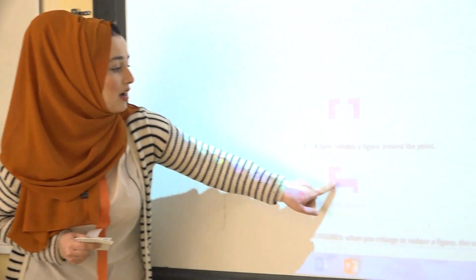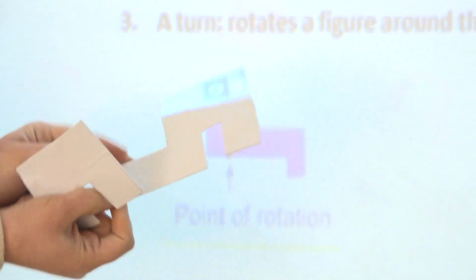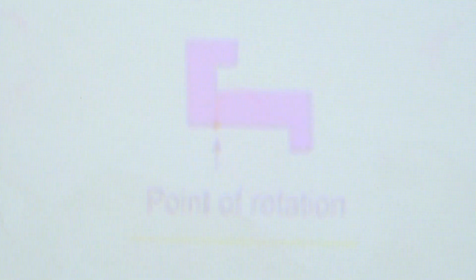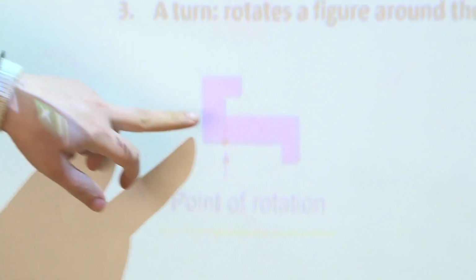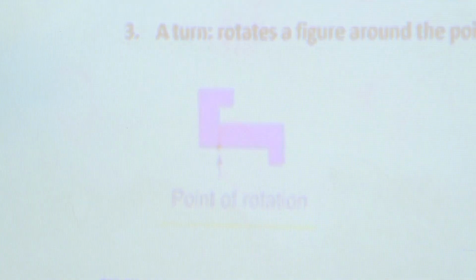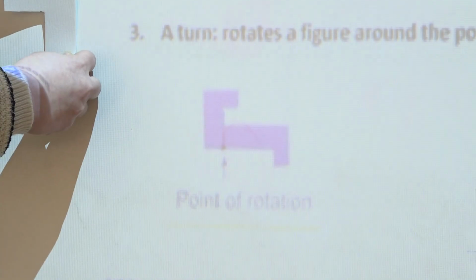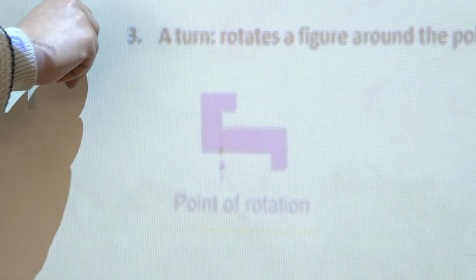So we have turn. What does turn mean? A turn is a rotation around one point. For example, this figure. When I rotate it around this point, this is called the point of rotation. At the point of rotation we can rotate the figure. For example, I rotate it like this, at this point. This is called a turn.